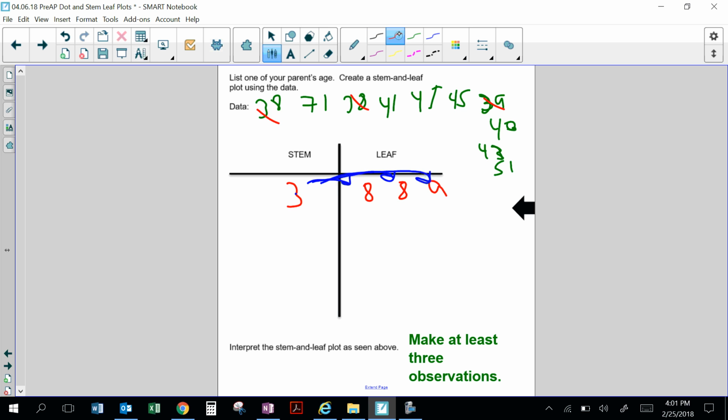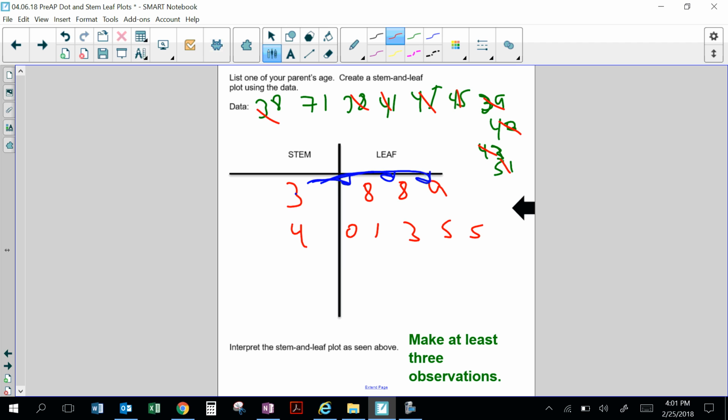Combine the stem and the leaf, 38 and 39. The next smallest number I see is 40. Let's do all the 40s now: 41, 43, 45, 45. The next smallest, wait, oh, there's a 40. Oh, look, we have space here. Any numbers in the 40s left?